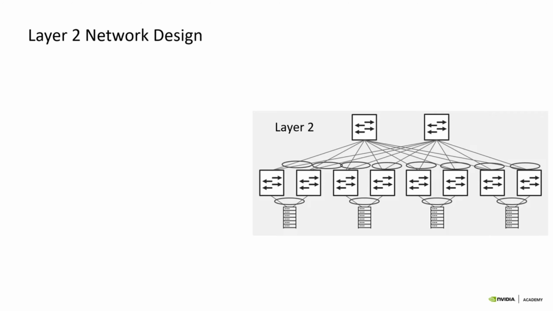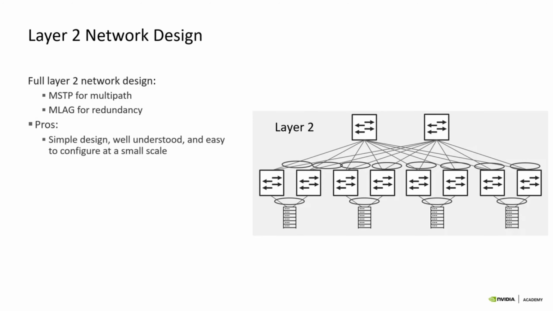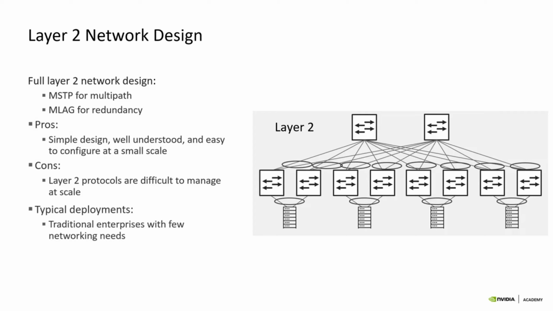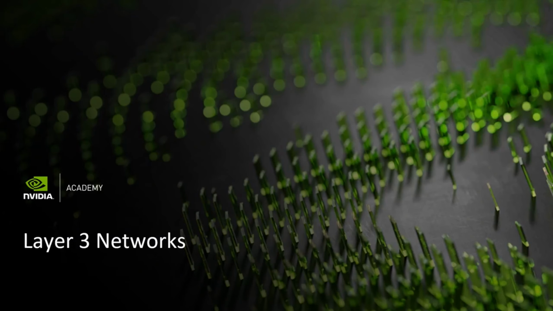Let's now summarize what we've learned about a full Layer 2 network design. We need to configure MSTP for multipath support and MLAG for redundancy. While it may be a simple design, well understood and easy to configure on a small scale, Layer 2 protocols are difficult to manage at scale. The design may be suitable for traditional enterprises with few network needs. The conclusion is that for scale-out modern data centers, a Layer 3 design would be more suitable. Let's now explore the reasons for that.